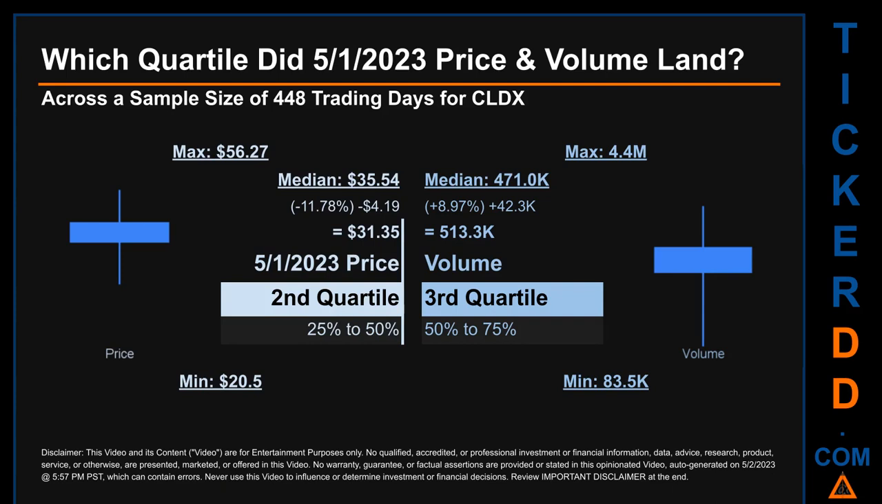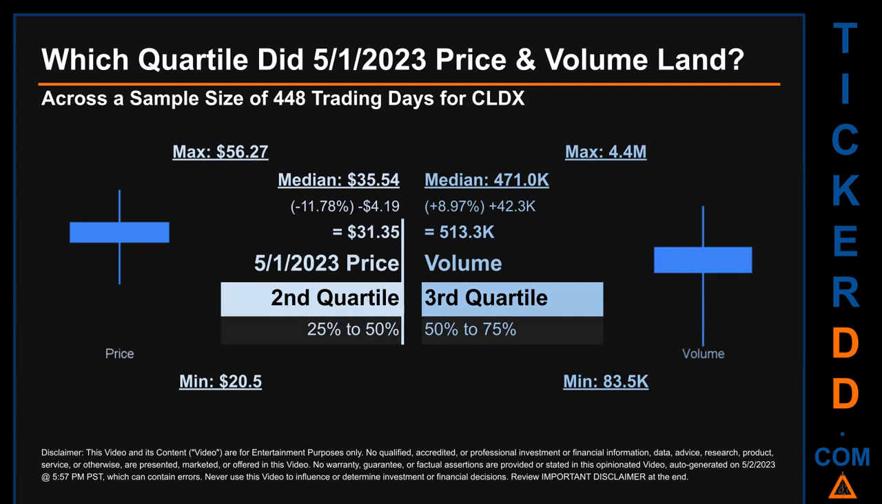Which quartile did the 1st of May 2023 price and volume land? Across a sample size of 448 trading days, the maximum end-of-day price for CLDX was $56.27 while the minimum was $20.50. Within that price range, the 1st of May 2023 price, of $31.35, landed within the second quartile, putting it within the 25% to 50% range of all sampled end-of-day prices.